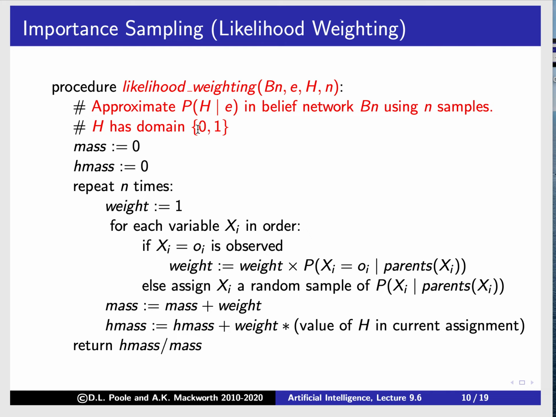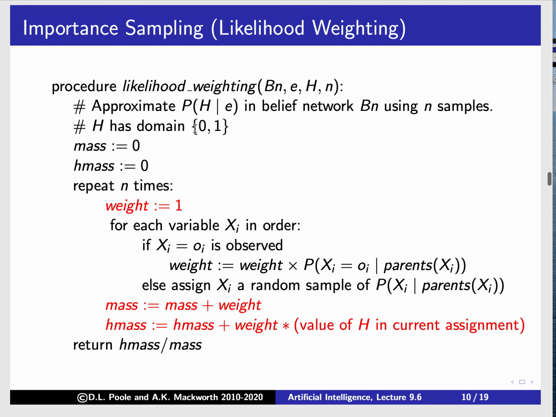And we're going to assume H has the domain 0, 1. So we're actually going to compute the average value of H, but the average value of a 0, 1 variable is its probability. Okay. So we're going to keep something called the mass. We're going to start with the weight as 1. Each time we're going to add up the probability mass of everything: the H mass is the probability mass of the hypothesis, and we're going to add the weight multiplied by the value of H. Here it's either 0 or 1, but in general it can be anything, for it to compute expectations.